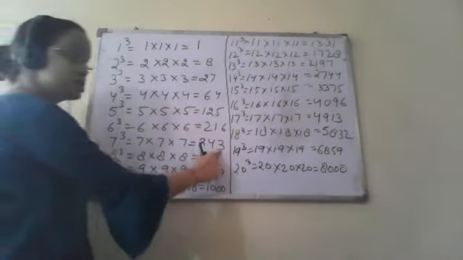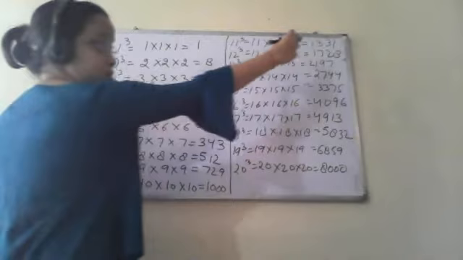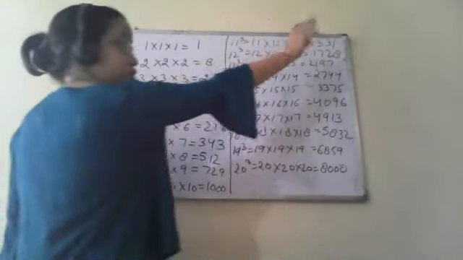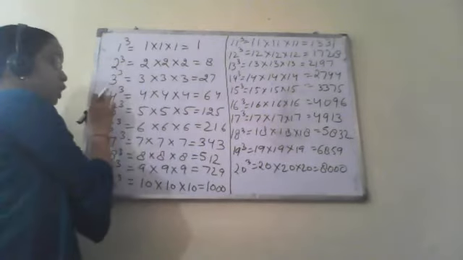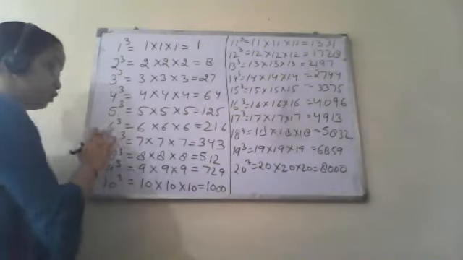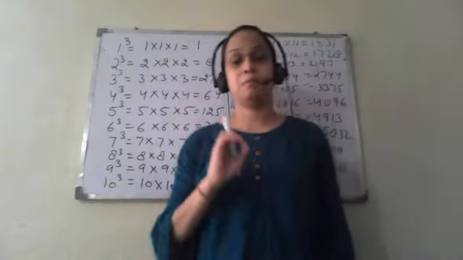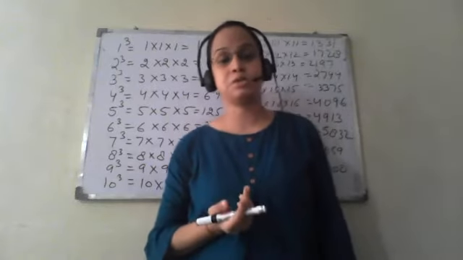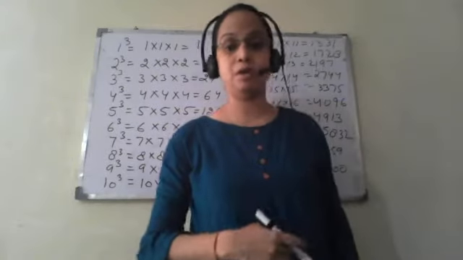7, it is 343, this is also an odd number. 9, this is 729. If we say 11, the last unit digit is 1, so it is also an odd number. And if we look at even numbers, the cube of 2 is 8, cube of 4 is 64, cube of 6 is 216, and likewise. So what I'm trying to say is the cube of an even number will always be an even number, whereas the cube of an odd number will always be an odd number.